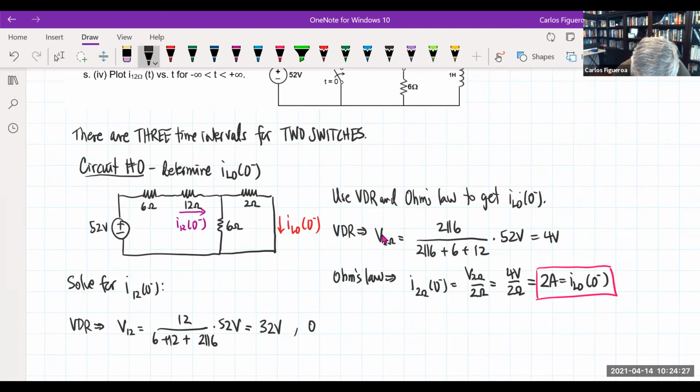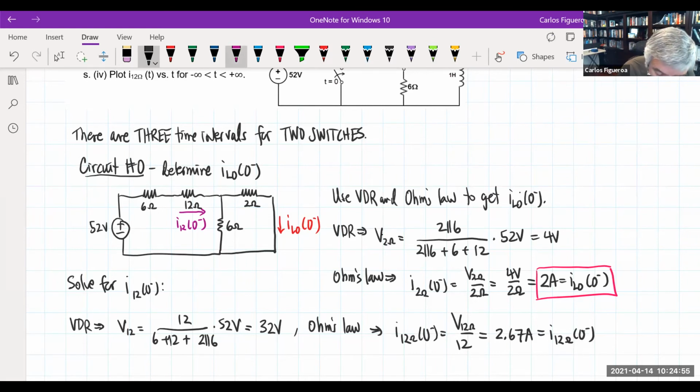Then from Ohm's law, I could now get the current of the 12. So I get the current of the 12 at 0 minus, which is the voltage across the 12 ohm divided by 12. So in this case, you're going to have 32 divided by 12. You're going to get 2.67 amps.